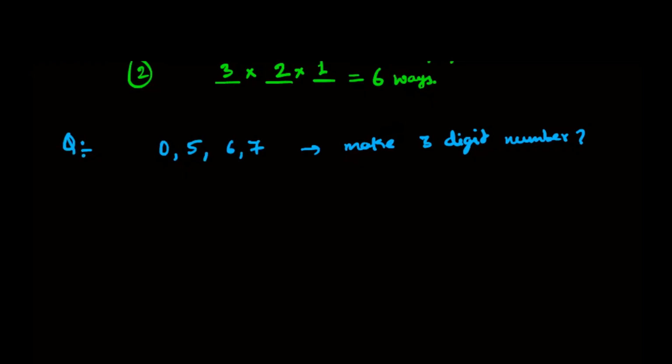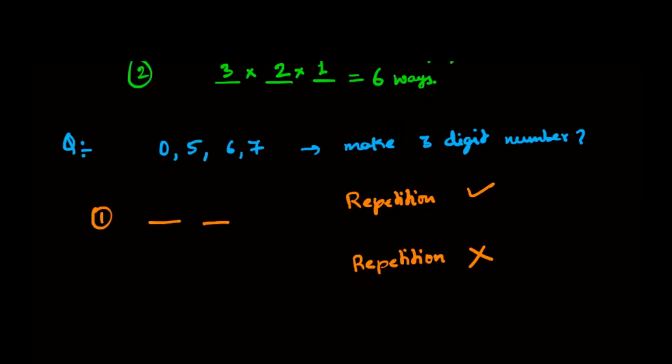So we'll again take two cases. That is basically when repetition is allowed and when repetition is not allowed. Getting it? Yes. Repetition is allowed and repetition is not allowed. So I need to make a 3-digit number. Okay, when repetition is allowed, the case one. So 3 dashes you keep.